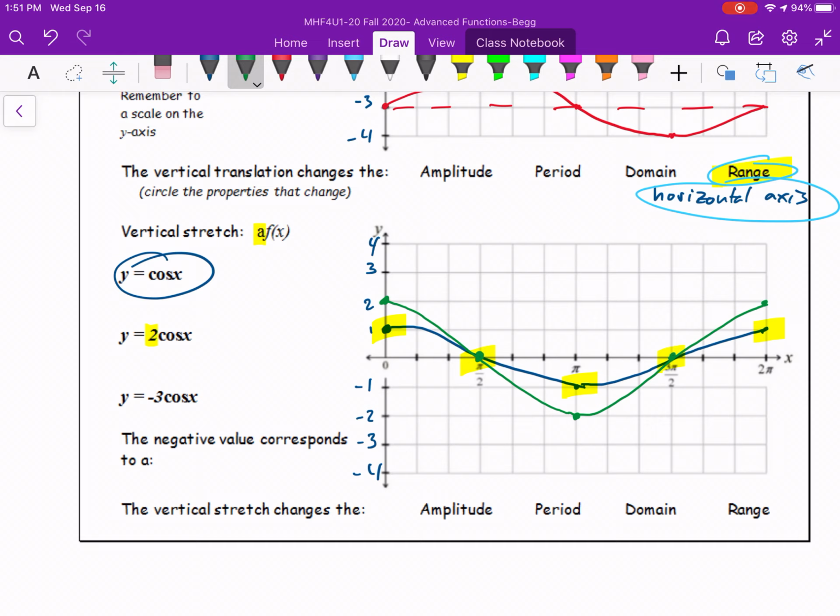And the next one, we've got an a value of -3. So we're going to take all those original y values from the blue graph, and we're going to flip it in the x-axis, and we're also going to multiply them by 3. So 1 times -3 becomes -3. 0 stays at 0. -1 becomes +3. 0, -3. So it's reflected and stretched.